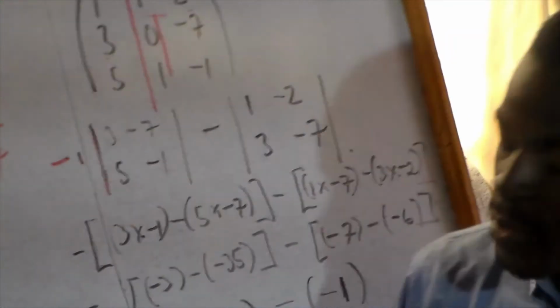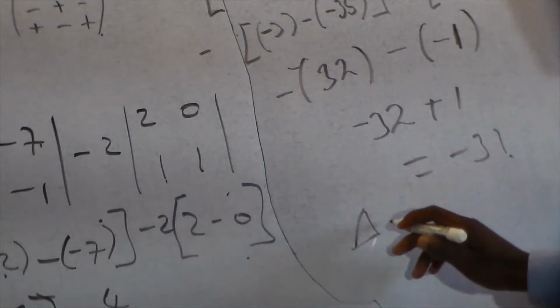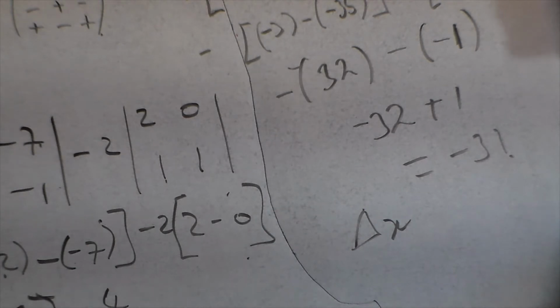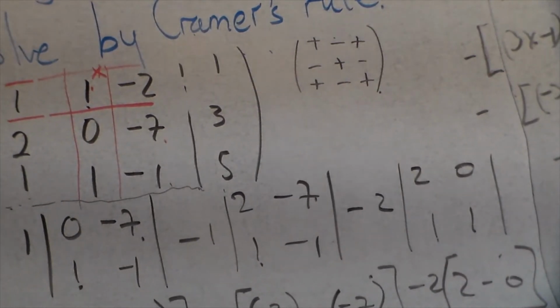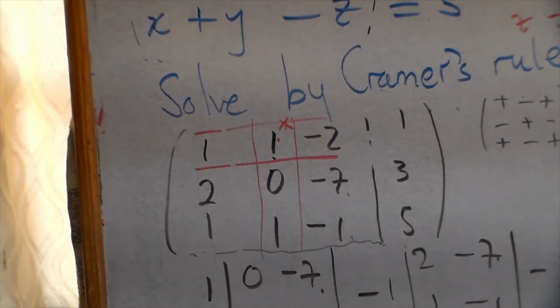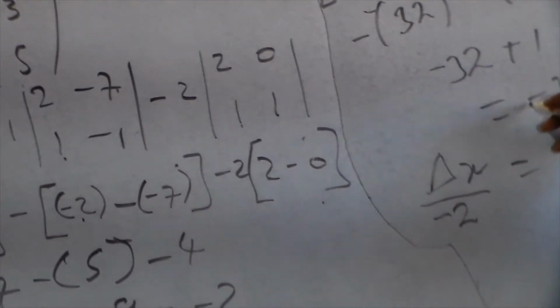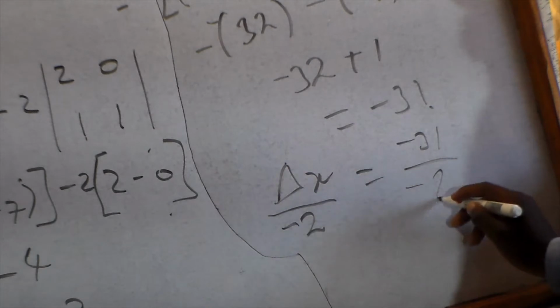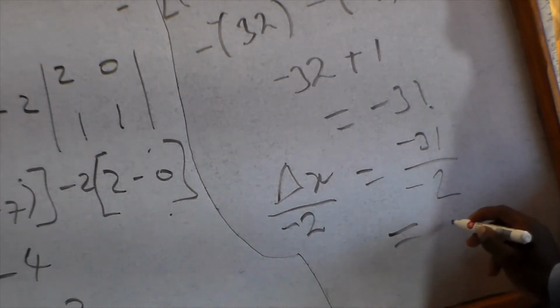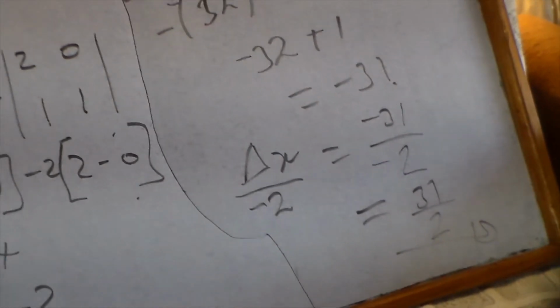Okay. So what we then do is divide the determinant of the matrix with the x column replaced by the determinant of this matrix, which is minus 2. We have the determinant for x as a negative 31, and our determinant for the matrix is minus 2, so the value for x will become 31 over 2. Okay? 31 over 2 through this process.